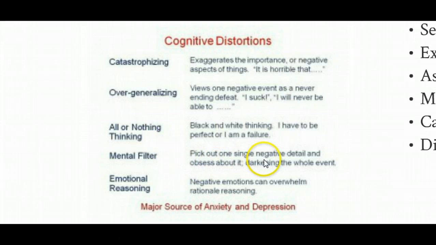Mental filter is picking out one single negative detail and obsessing about it, and that darkens the whole event. I bet you know people that do this, where they have the potential for something good to happen, and they really filter out everything, and then just let one little negative detail come through. So I have friends like that. Dating would be a good example. They'll go out with a girl, and then they'll pick out one tiny little thing that's wrong, and they just focus on that, and they won't date the girl because of that.